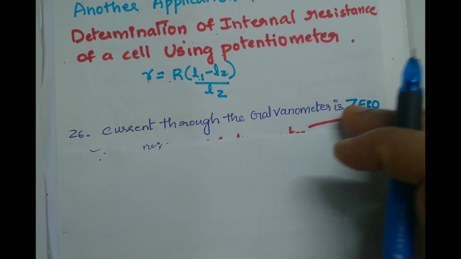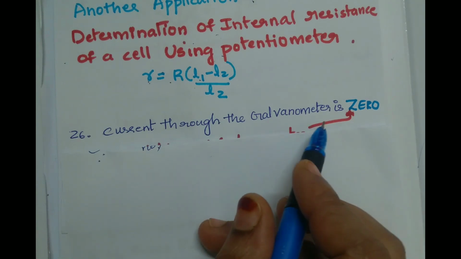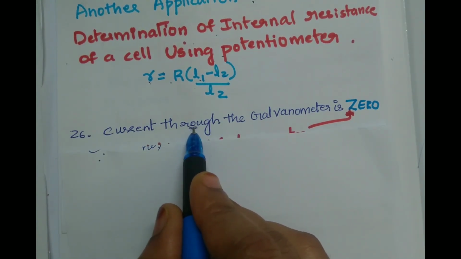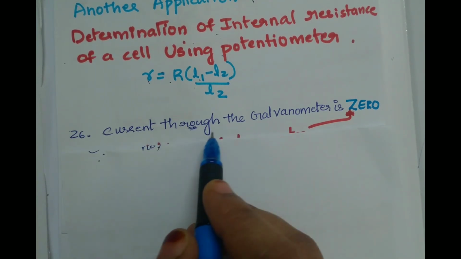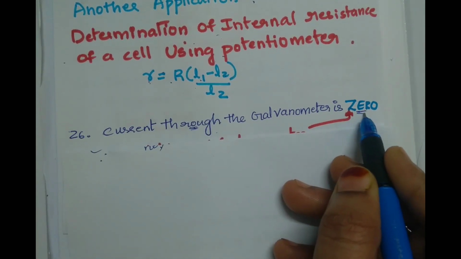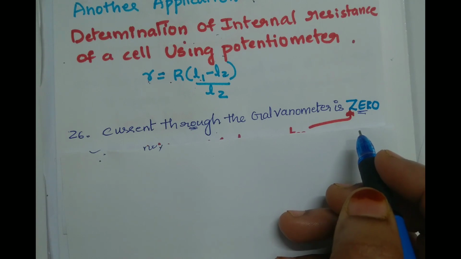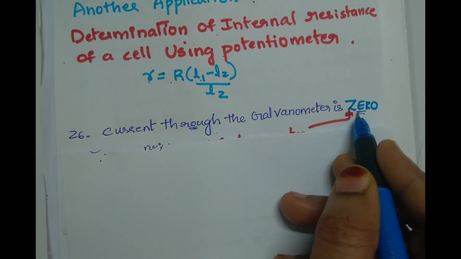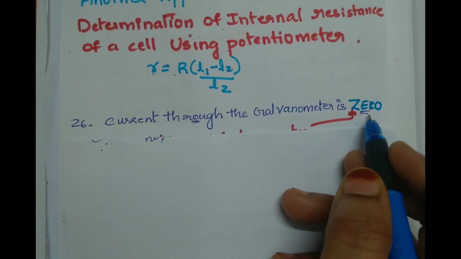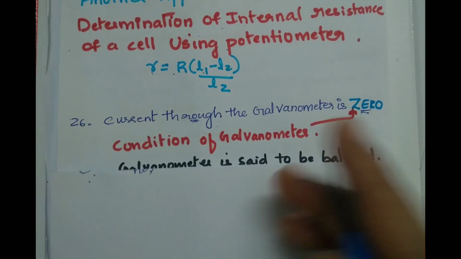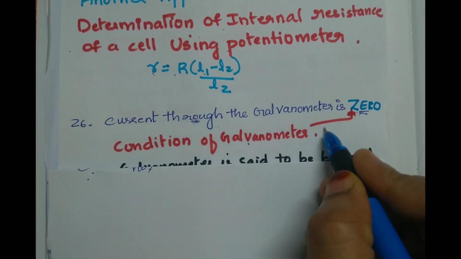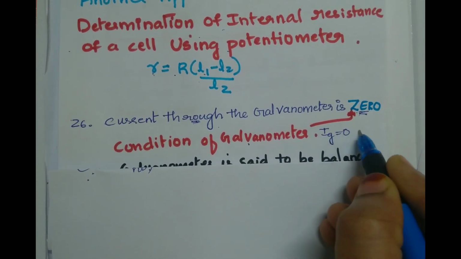Then we have the 26th, that is the current through the galvanometer. This is the very important principle of Wheatstone bridge. The current through the galvanometer is always zero. In order to get the balanced network, always the current flowing through the galvanometer should be zero. You need to remember this. This is very important. See, the condition of galvanometer is what? The current through the galvanometer should be zero, that is Ig should be equal to zero.